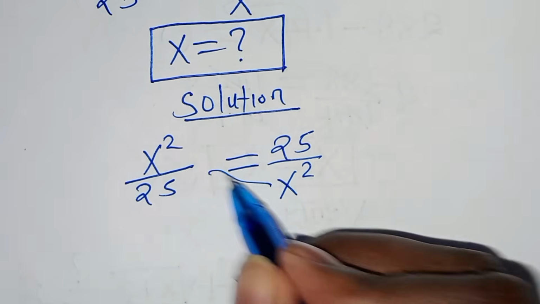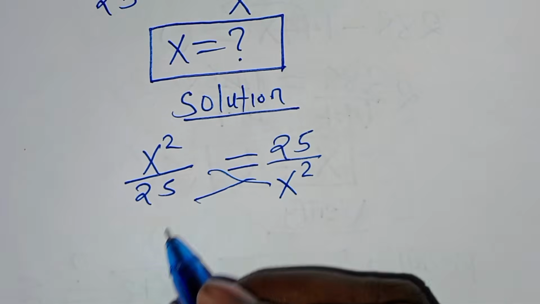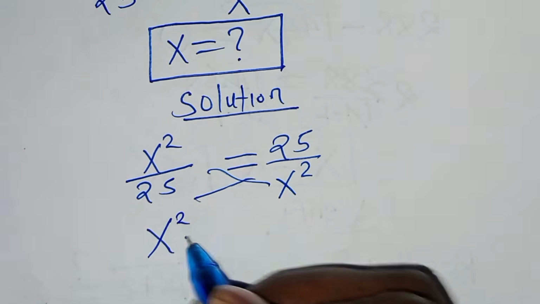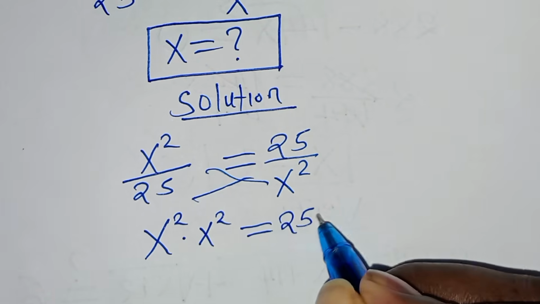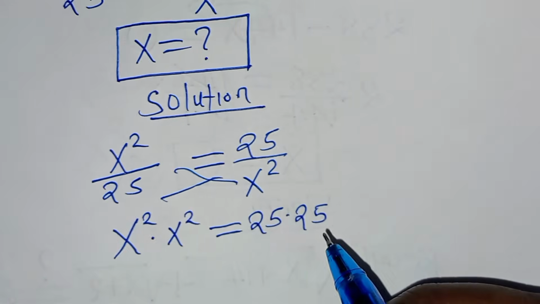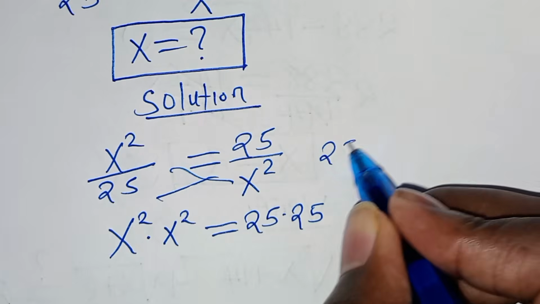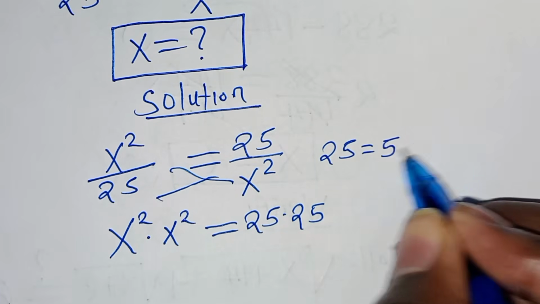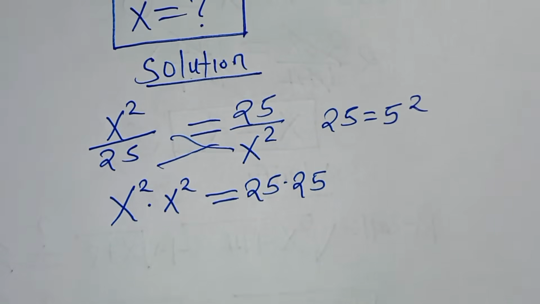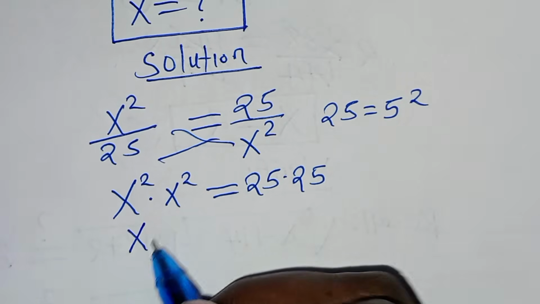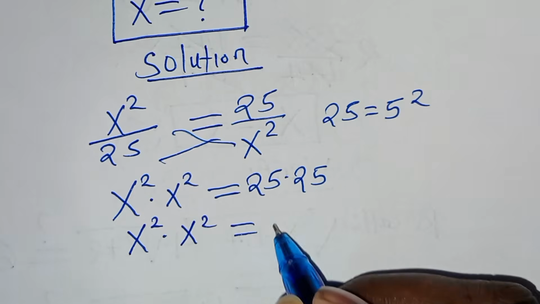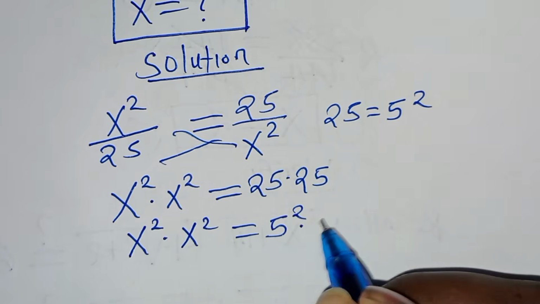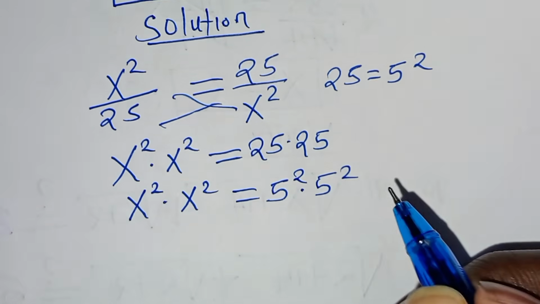The first step is to cross multiply, so that we have x to the power of 2 times x to the power of 2, equal to 25 times 25. We can express 25 as 5 squared. So this implies x to the power of 2 times x to the power of 2 is equal to 5 squared times 5 squared.